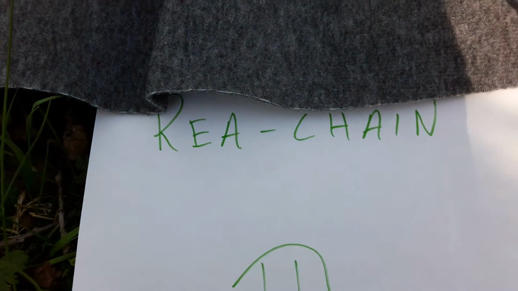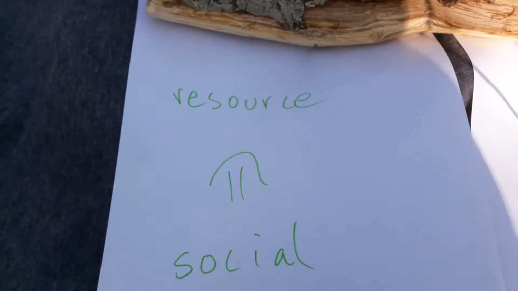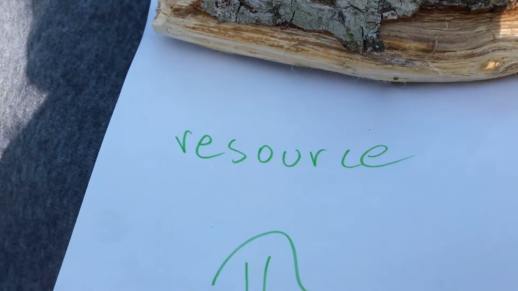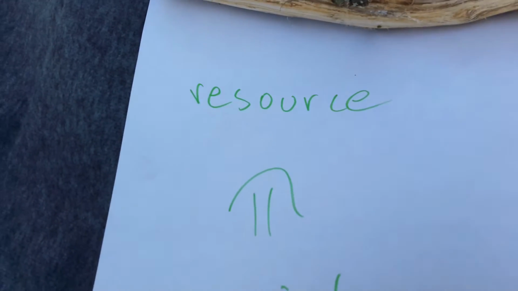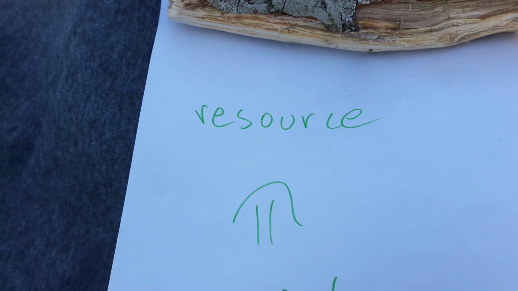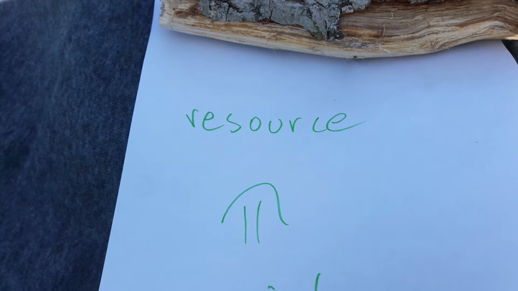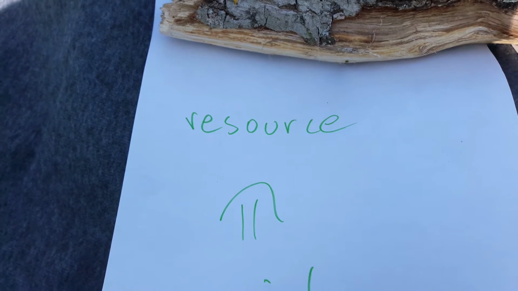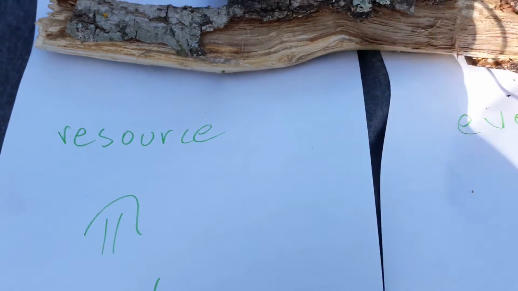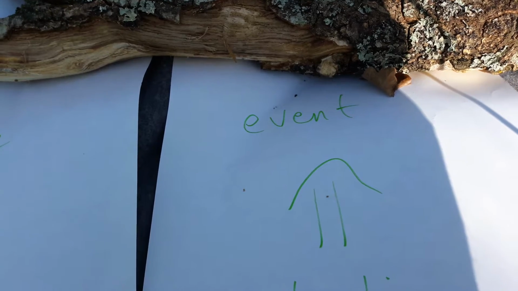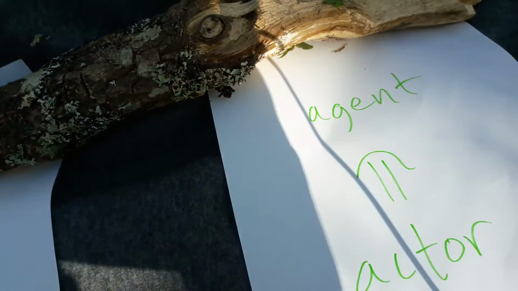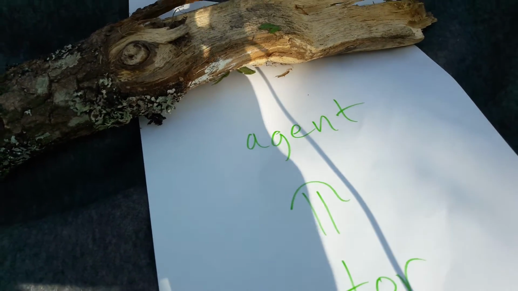In the Rhea chain it's going to be a class, because now we're already talking about programming. With the social object we're just writing, but now we're programming. So the piece of wood is going to represent a class called resource. Here the piece of wood is going to be a class that is an event. And here the piece of wood is going to be an agent class.